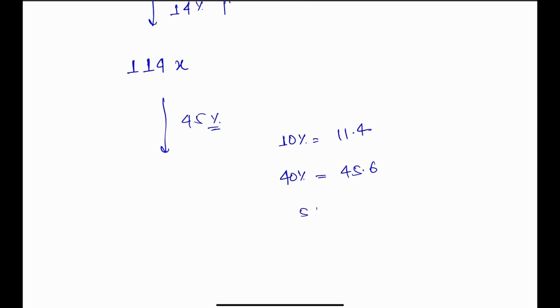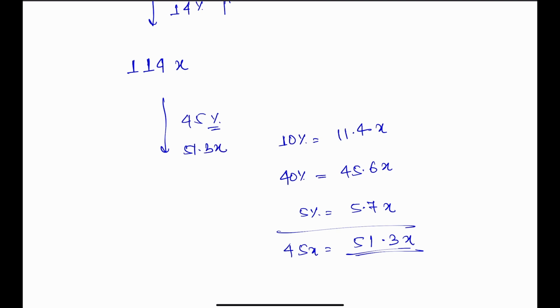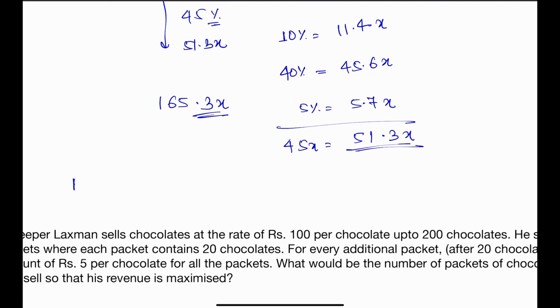And 5% will be how much? It will be 5.7. Everything x, okay, and I need 45x. So 45x will be 51.3. So that is nothing but 51.3x increase. So 3 will be here, 415, 516, and this is nothing but 165.3x, which is nothing but 16530, right? So my x will be how much? My x will be 10.